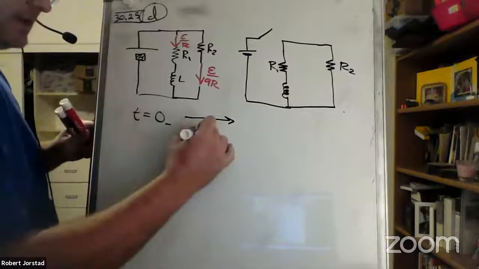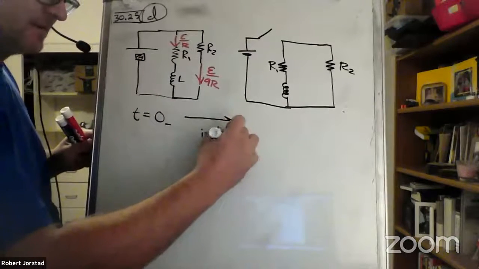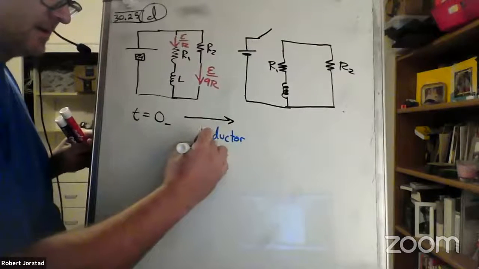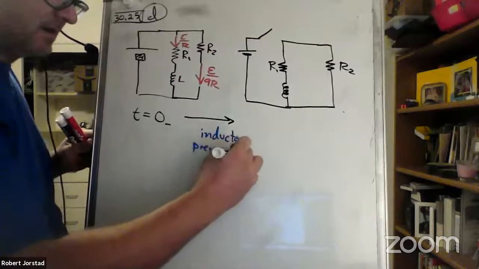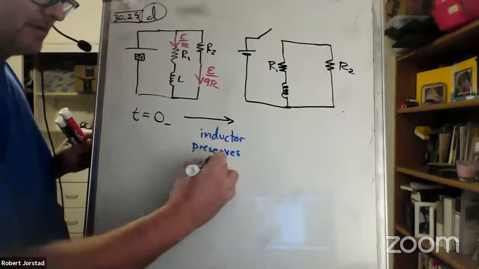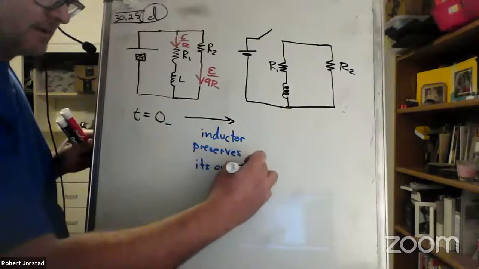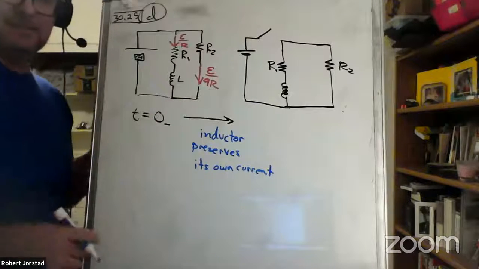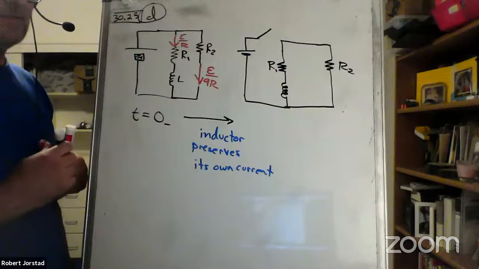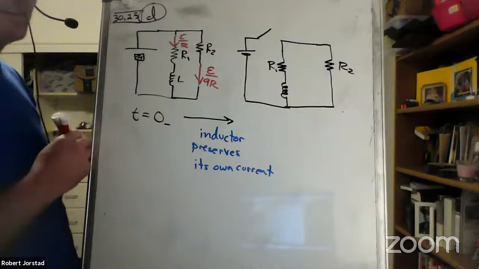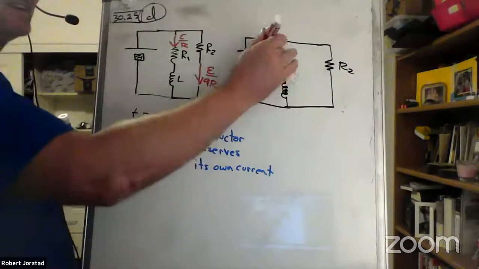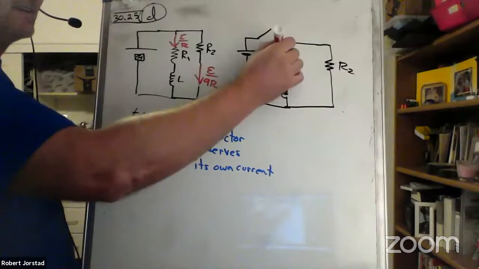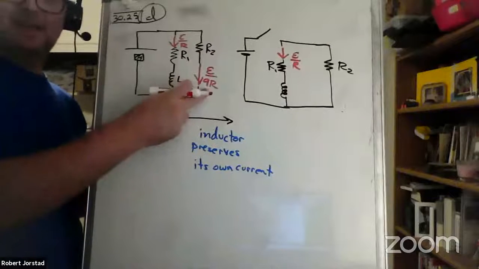Remember what I said, the wording. Inductor preserves its own. It doesn't preserve something else. It preserves its current, not somebody else's. So what's the current? E over R. E over R. And notice this one has nothing to do with it.